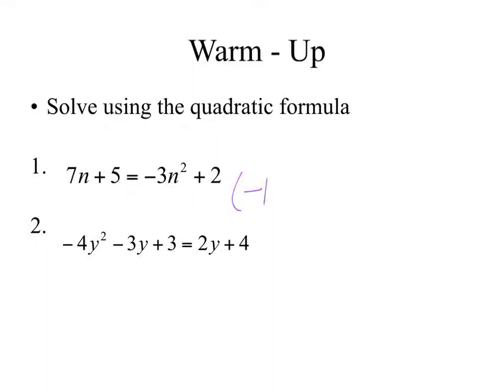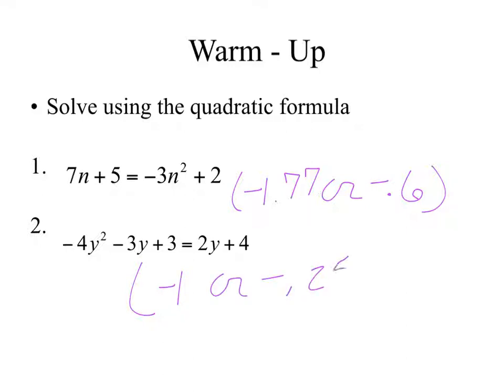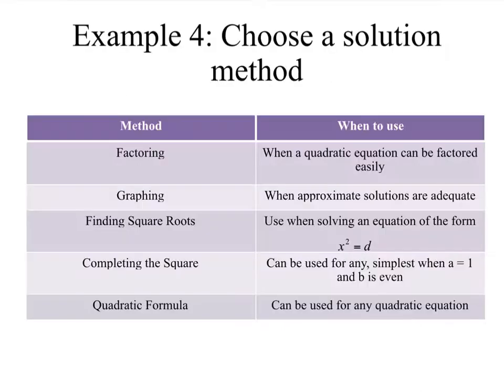For the first one, when I solved it, I got 1.77 or negative 0.6. And for the second one, negative 1 or negative 0.25. Please make sure you're combining like terms as you're moving those pieces over. So for instance, the first one, A should be positive 3, B should be 7, and C would actually be 3. In the second problem, A is going to be negative 4, B would be negative 5, and C would actually be represented by negative 1.